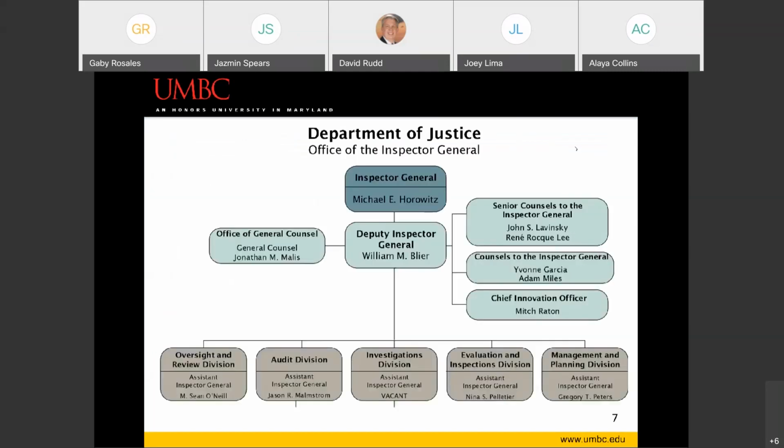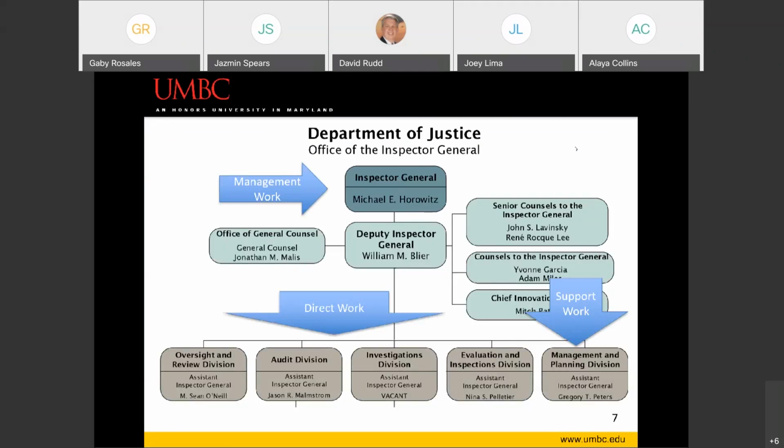And so just to give you an idea, where I used to work, this was the organizational chart for the Inspector General, and the direct work was all done in the different divisions, audit division, investigation, and so forth. Well, the management was the Inspector General, who was on top of the organizational chart. And then the department I worked in, the management and planning division, was the support work. And we were the ones that had the IT, the budget, the training, human resources, and so forth. So we're not contributing directly to the direct work of the organization, but we're providing that backup and that support.